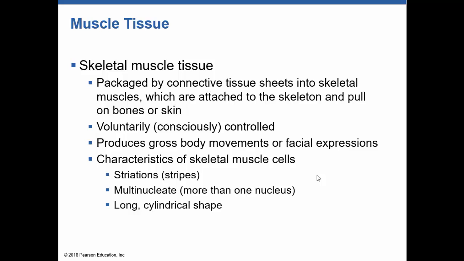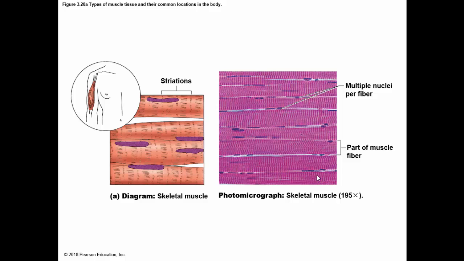So you'll see things like striations, multinucleate. There are actually more nuclei in some of these cells than just one. It's kind of not normal in the way that we first talk about cells, but you can also sometimes get cells with more than one nucleus, and they're usually long and cylindrical, and you can see those muscle fibers, as we sometimes call them.